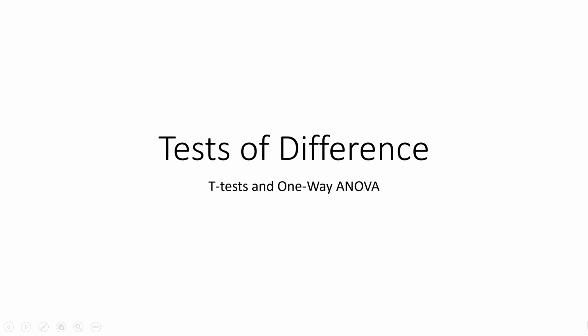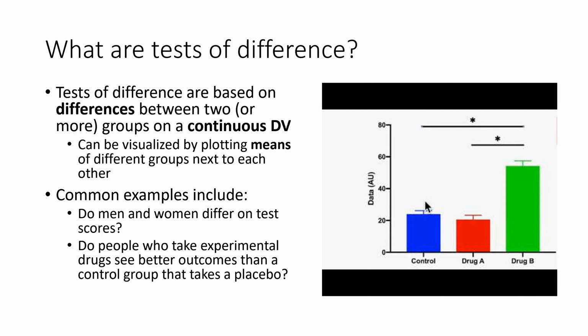In this video, we're going to go over tests of difference and show examples of t-tests and one-way ANOVA. Tests of difference are tests that conveniently test for differences between groups. One of the common examples that you'll see is when you're doing a drug trial and you want to compare two treatments or drugs to a control group that might be a placebo.